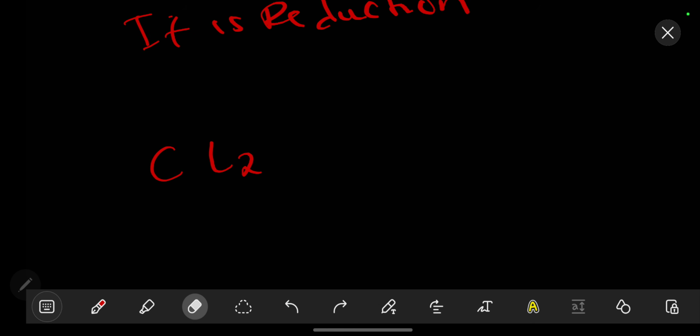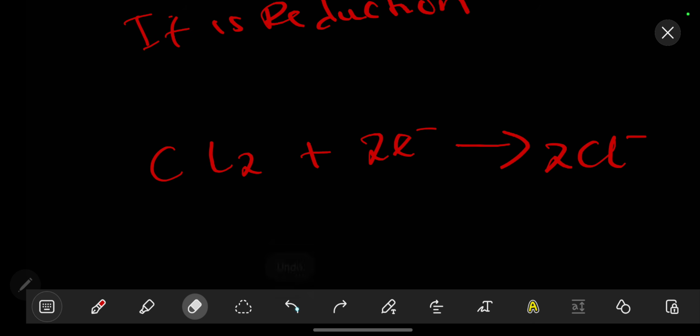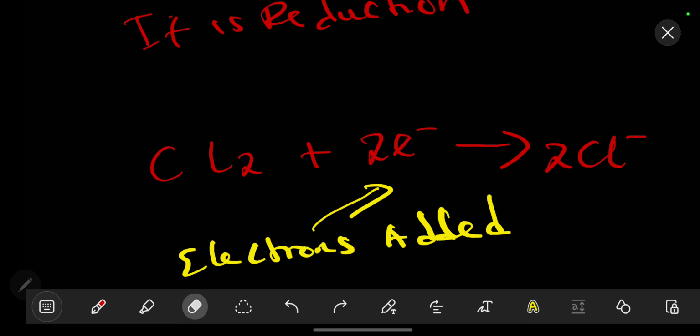Let's look at this equation. Chlorine reacts, or rather combines, or gains 2 electrons. Since electrons have been added, that's reduction. As simple as that.